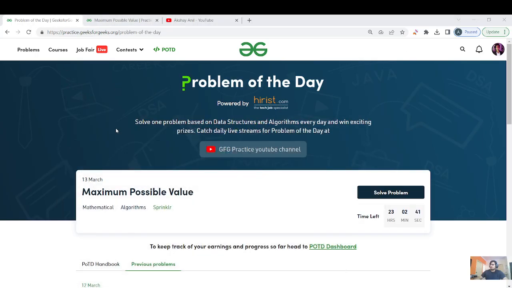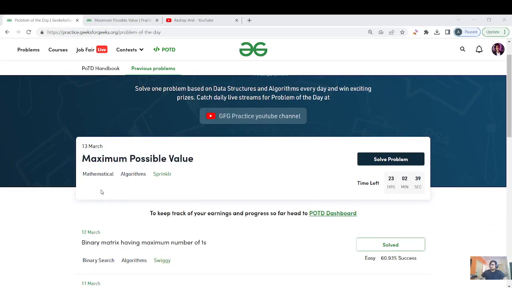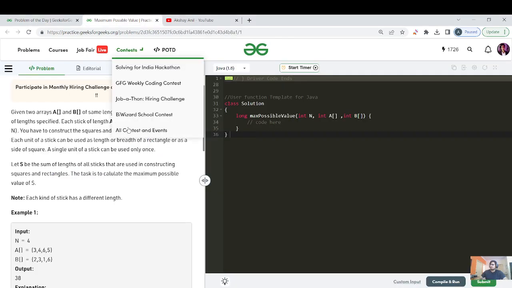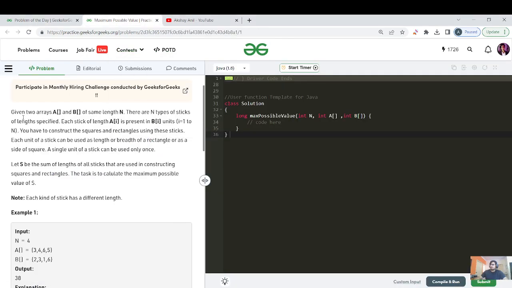Today's question name is Maximum Possible Value. The tags are mathematical and algorithms. So let's read the question. You're given two arrays A and B of the same length.